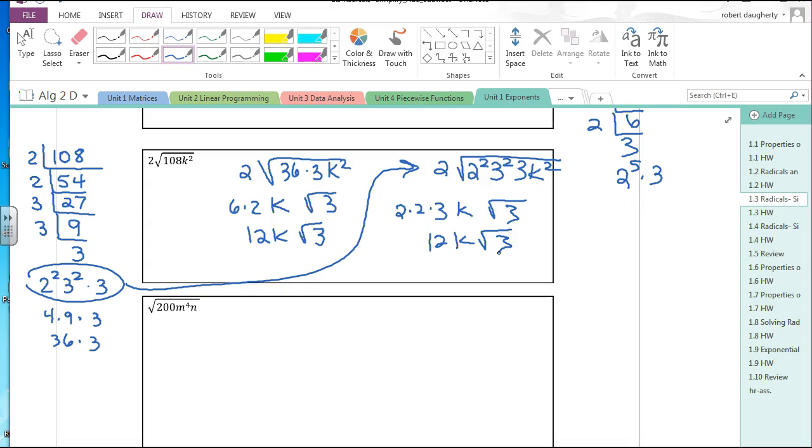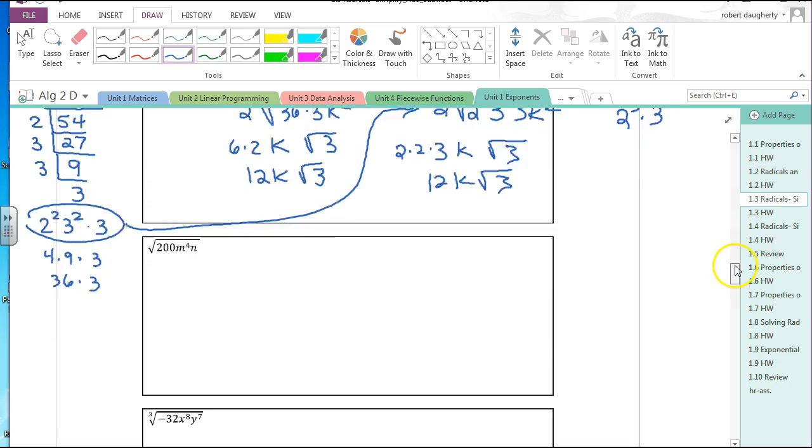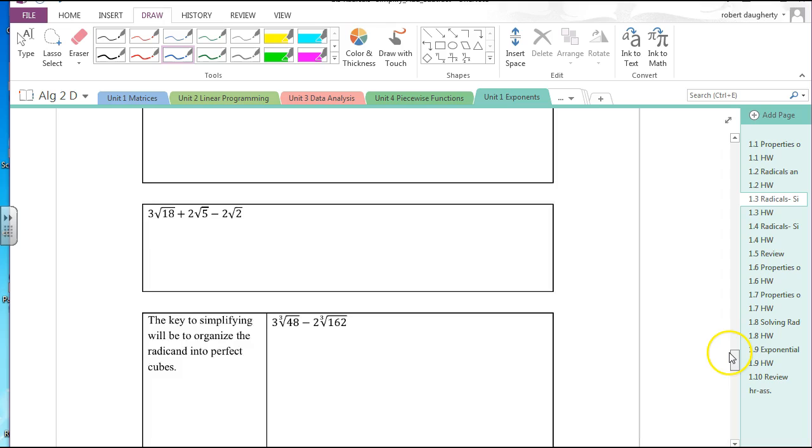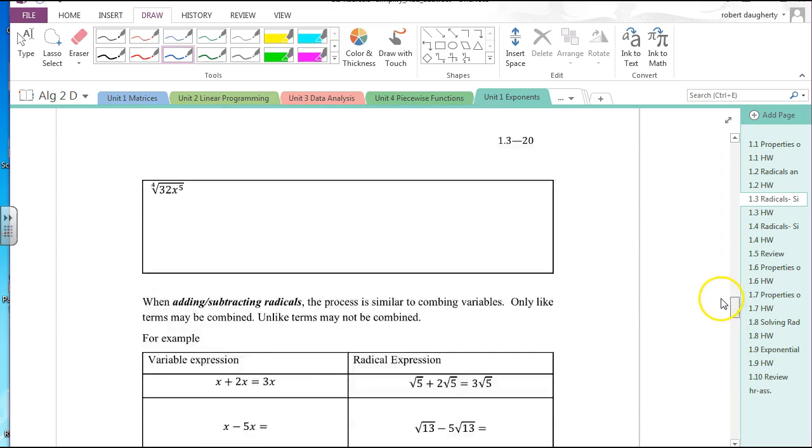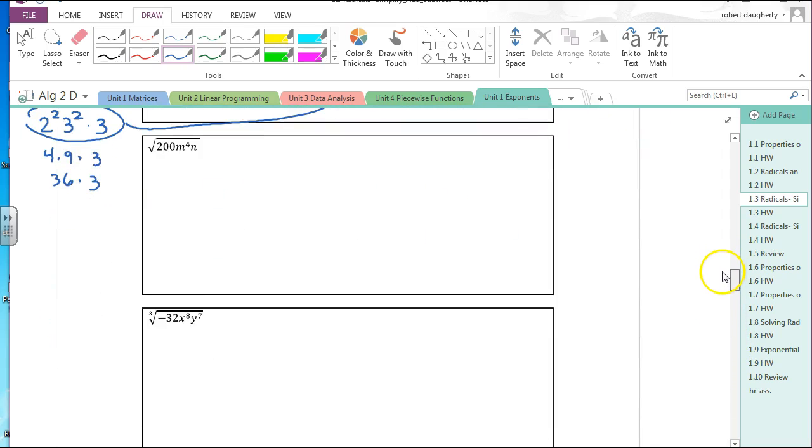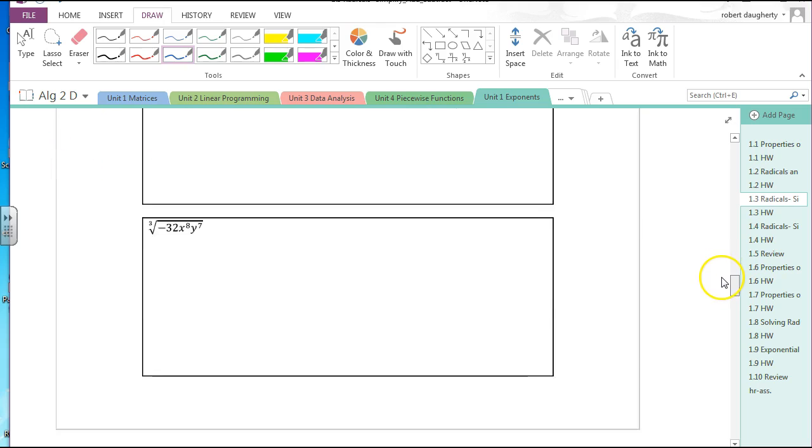Okay, we're feeling okay with this? Okay. Let's keep moving on. Yeah, I got to get to the adding in a few minutes. Let's skip this one. You can do that one on your own.